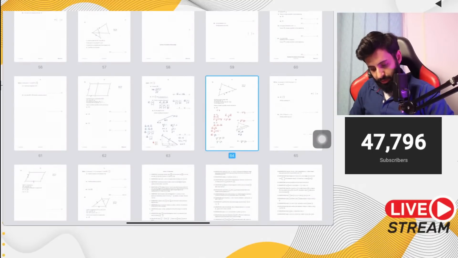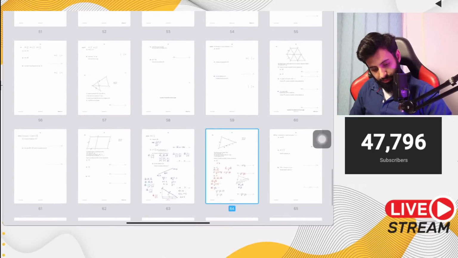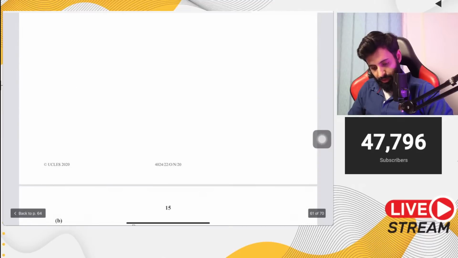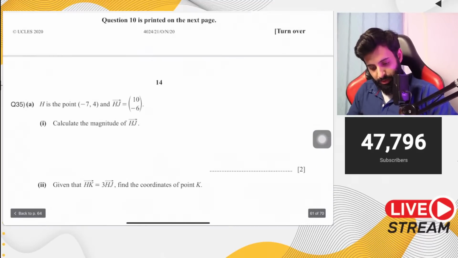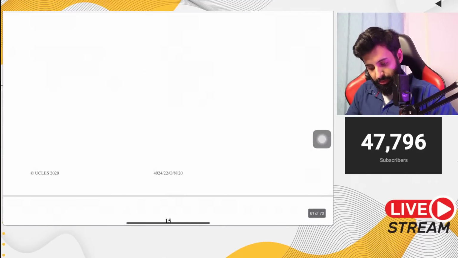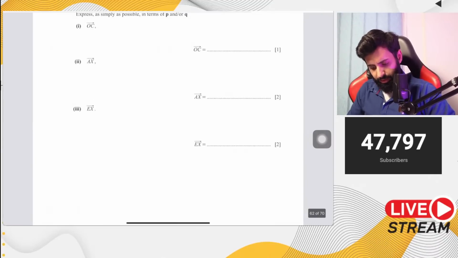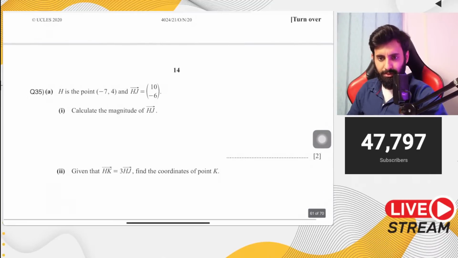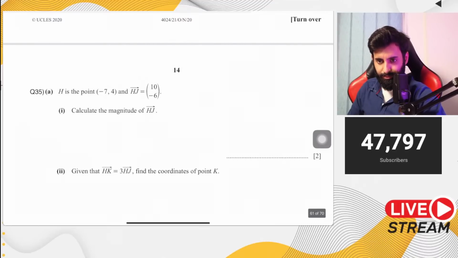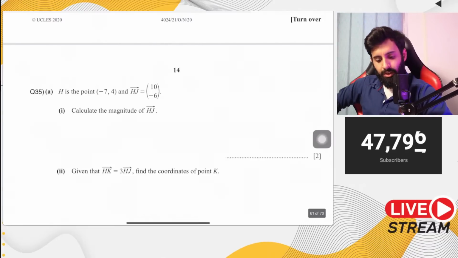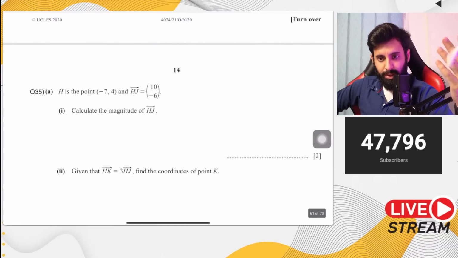Alright, let's do another question. Let's do another difficult question. This is from October, November 2020, paper 2, variant 2. Let me see if it's difficult. It's not that difficult, but let's see. Let's see what it says. Okay. So this is question number 35 of the worksheet. Alright, so keep that in mind.